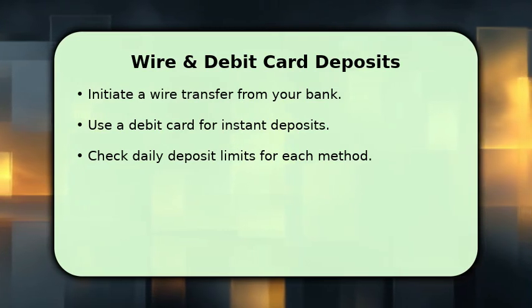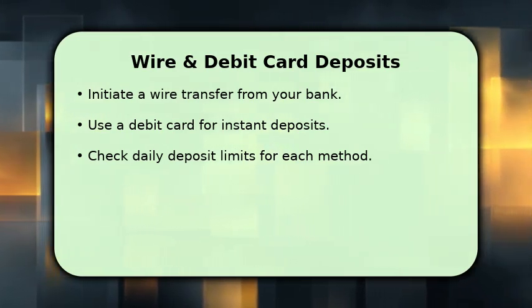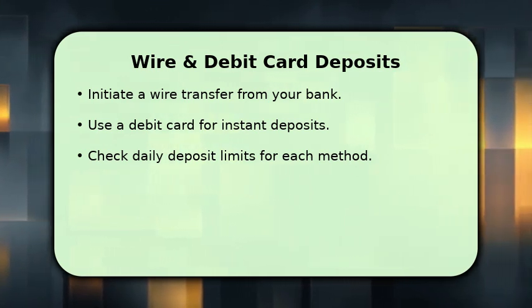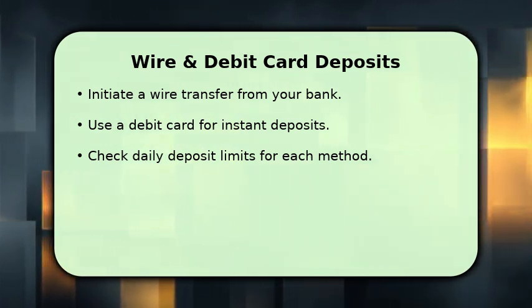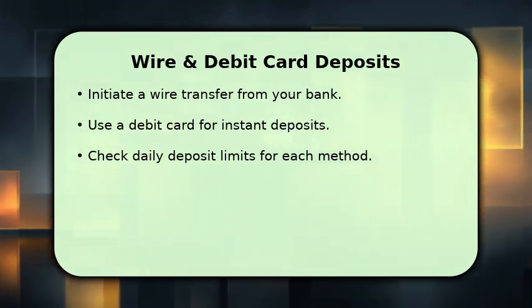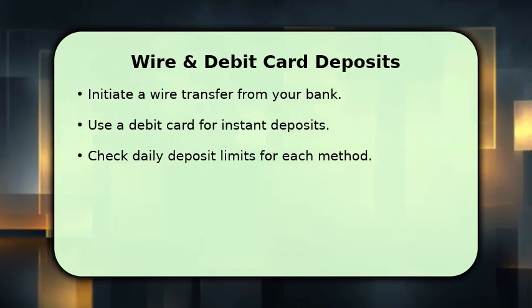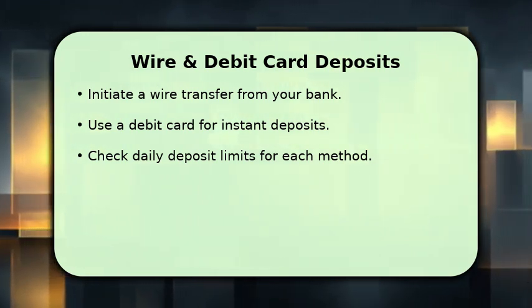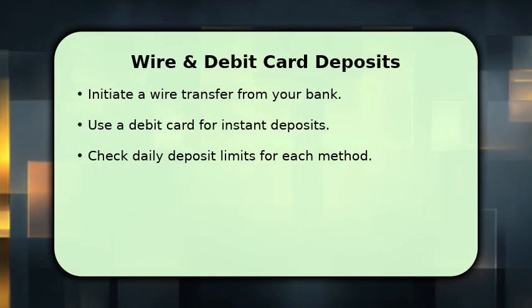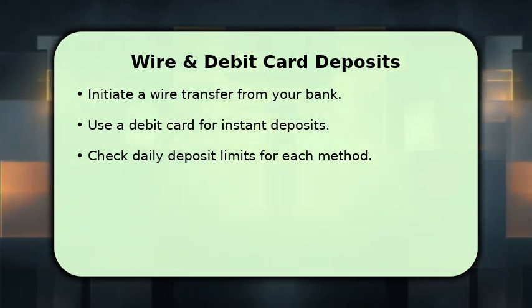For larger deposits, wire transfers are an option, though ACH is currently the primary method for USD. If available, you would initiate a wire from your bank using Binance US's provided details. Debit card deposits offer instant funding, but always check for any associated fees and daily limits. Confirm your bank supports these types of transfers to avoid delays.